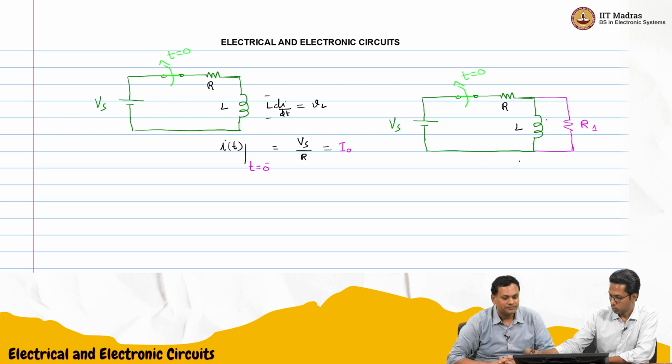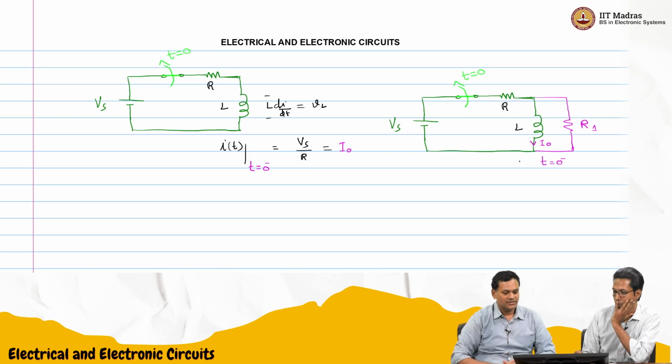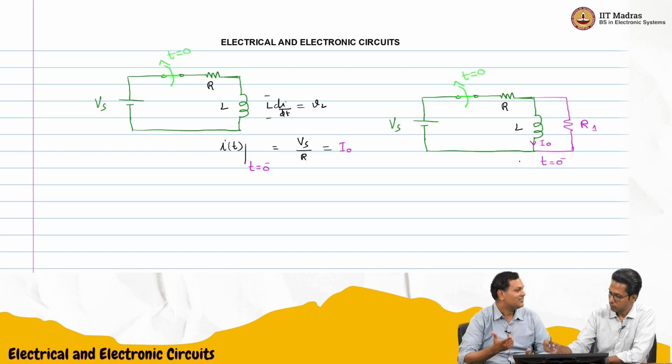So the current going through L will still be I naught at t equal to 0 minus. Now we can see it's a short circuit. So at that instant I can show it as a short circuit with a current I naught. That's what we should do. So you can show it as a short circuit in parallel with the current I naught.